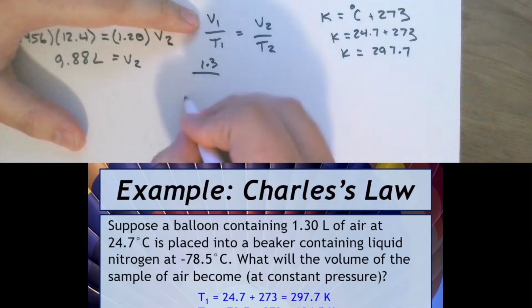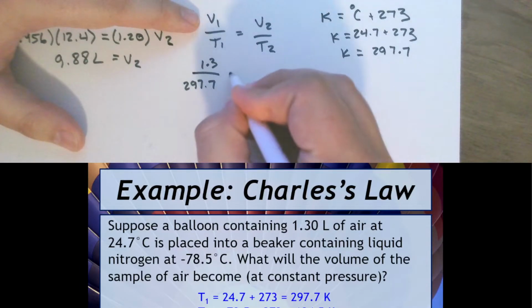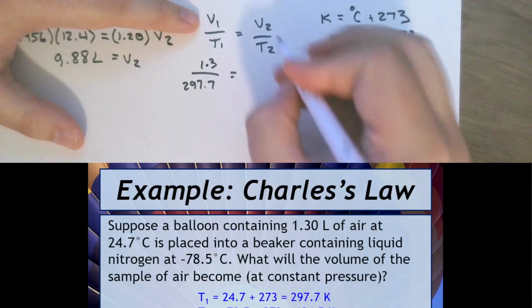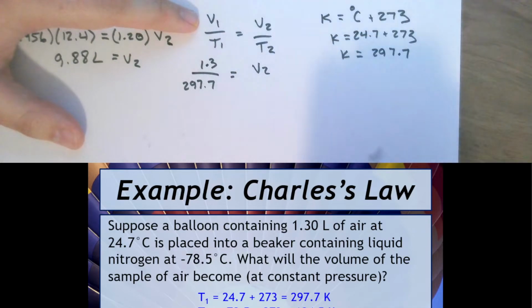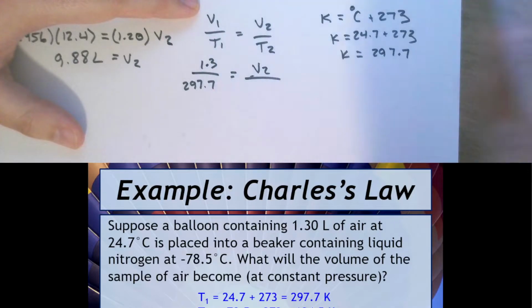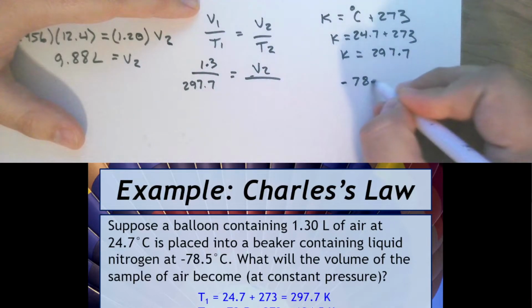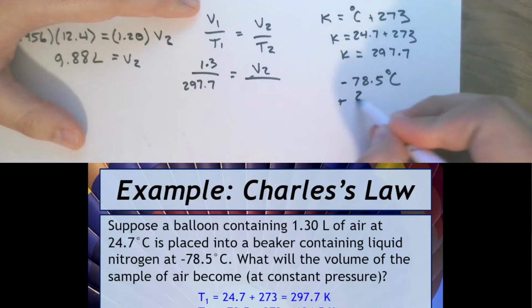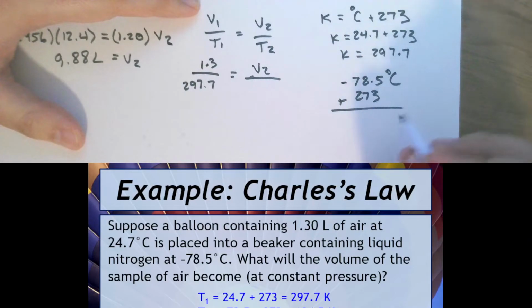So that's what I'll plug in here on the left: 297.7 equals. Okay, I have what volume of the sample of air. So V2 is again what I'm solving for, over T2, my second temperature, which is negative 78.5 degrees Celsius. If I plug that in, that would give me a negative volume as my answer. But I need to make sure to add my 273 to turn it into Kelvin. And that equals 194.5 Kelvin. So that solves the negative issue for us.